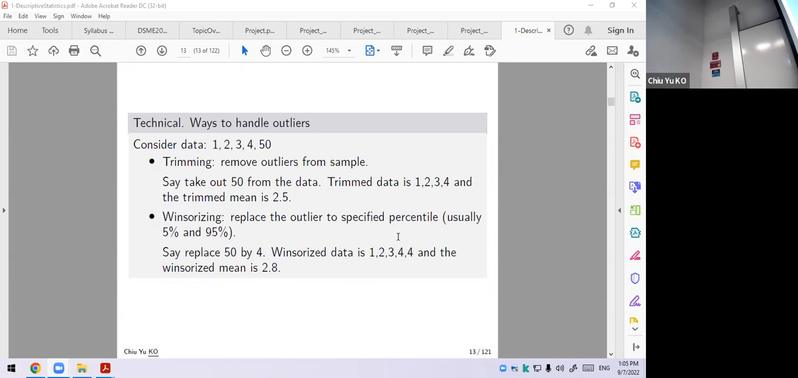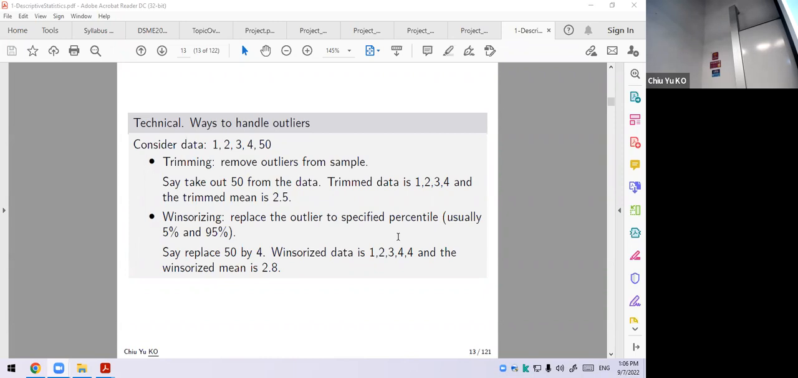The other is called censoring. Censoring is similar, but instead of cutting the value out, you replace the last guy with, say, the smallest one. If you have a smaller guy, you replace it with the smaller one. Suppose the data is negative 500, then you replace it with 1. So we just replace the outlier. And replacing the outlier this way is called winsorizing, because you censor in this one.